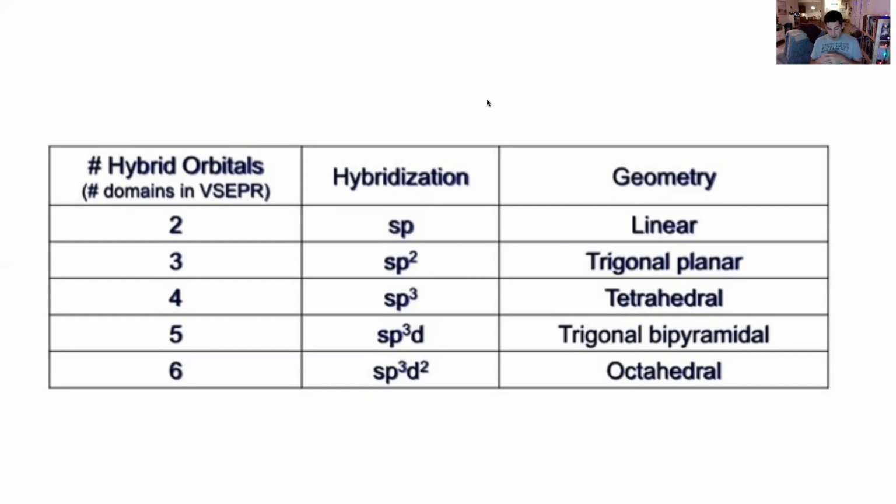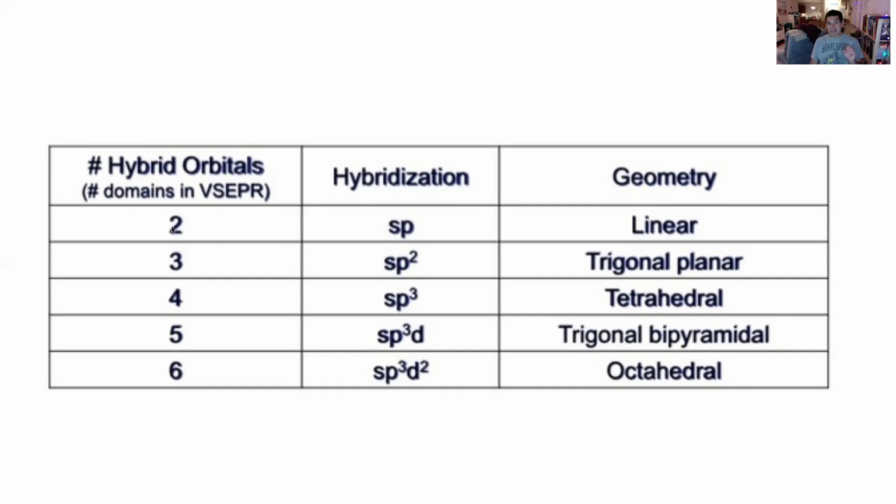Now, if we are confident in counting the number of electron domains, so that would be bonding atoms or lone pairs, the number of domains correlates with specific hybridizations. 2 domains is always sp hybrid, 3 is always sp2, 4 is always sp3, 5 is sp3d, and 6 is sp3d2. And they have those electronic geometries: linear, trigonal planar, tetrahedral, trigonal bipyramidal, and octahedral.